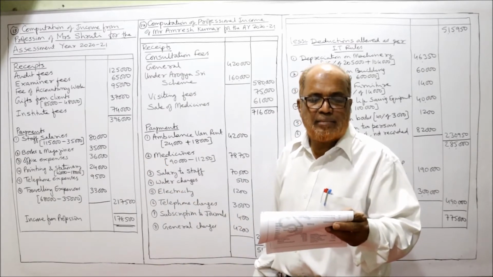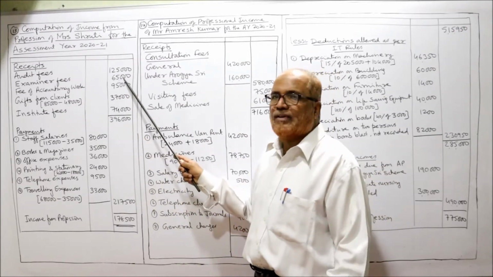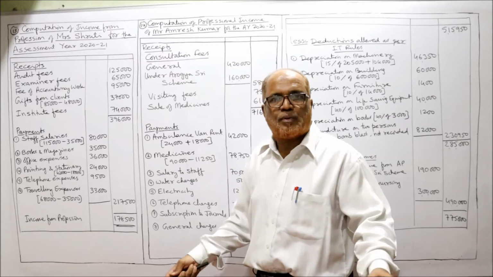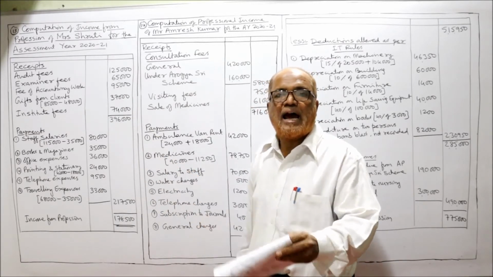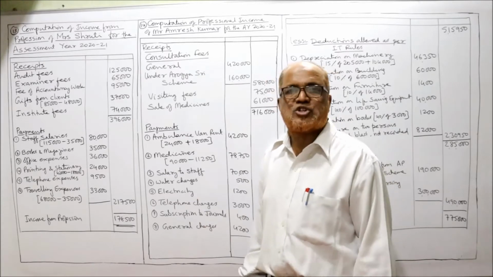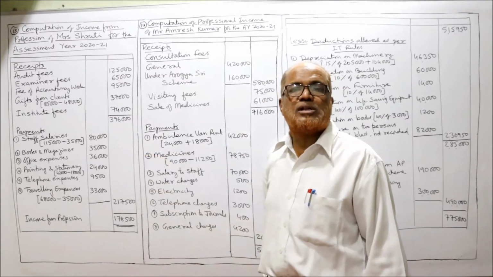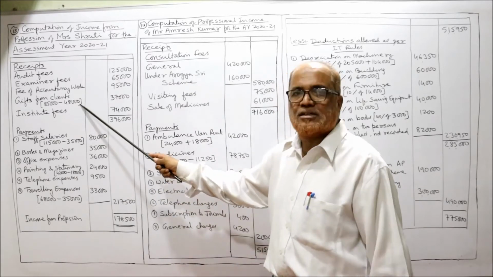Then examiner's fees, it's a professional income. So examiner's fees 65,000 I have taken. Then fee of accountancy work, it is professional income. Gift from clients 85,000, it's a professional income. But in that 85,000 rupees included 48,000 gift received from brother-in-law, that is not taxable, deduct it.